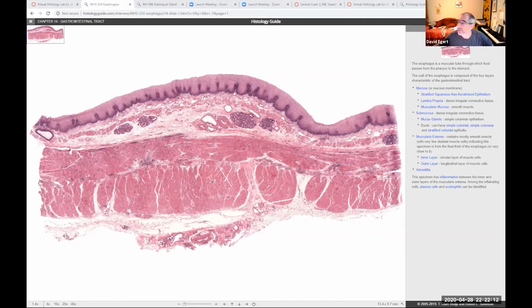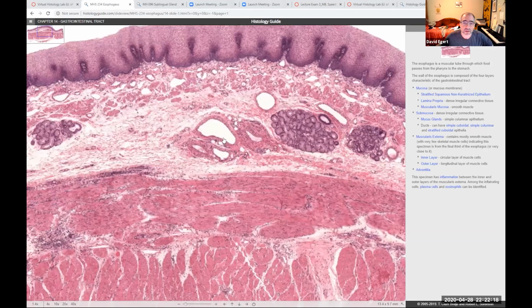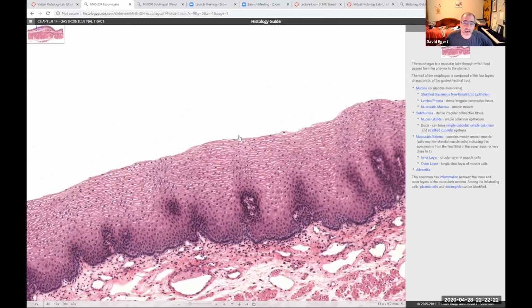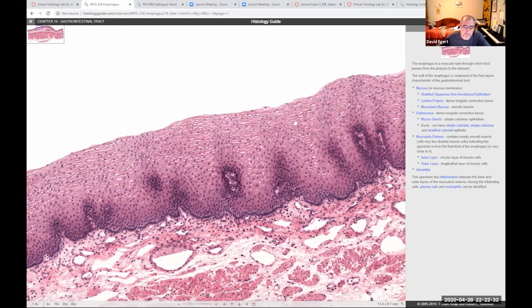Oh, let me turn off this little thing for a second. So then if I zoom in, that's why I love this thing. It's like, oh my God, there it is. There's stratified squamous epithelium. So there's that basement membrane there, the cells. This is exactly what we were hoping it would be.